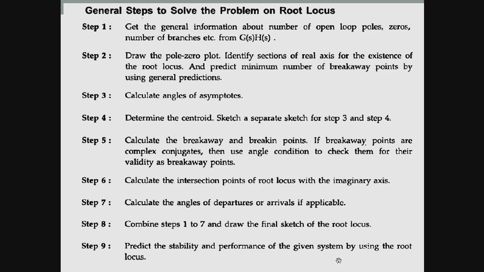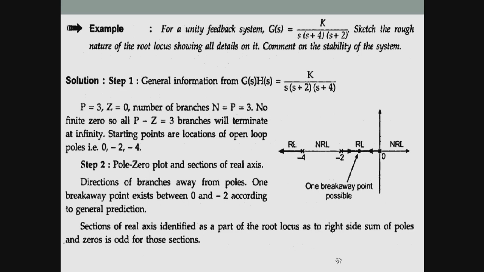If the breakaway points are complex conjugates, then you have to use the angle condition to check whether they are valid breakaway points or not. Calculate the intersection points of the root locus with the imaginary axis. Then calculate the angles of departure and arrival if applicable. Combine steps 1 to 7 and draw the final sketch of the root locus. Then predict the stability and performance of the given system using the root locus. Okay, we'll do a simple numerical on that.